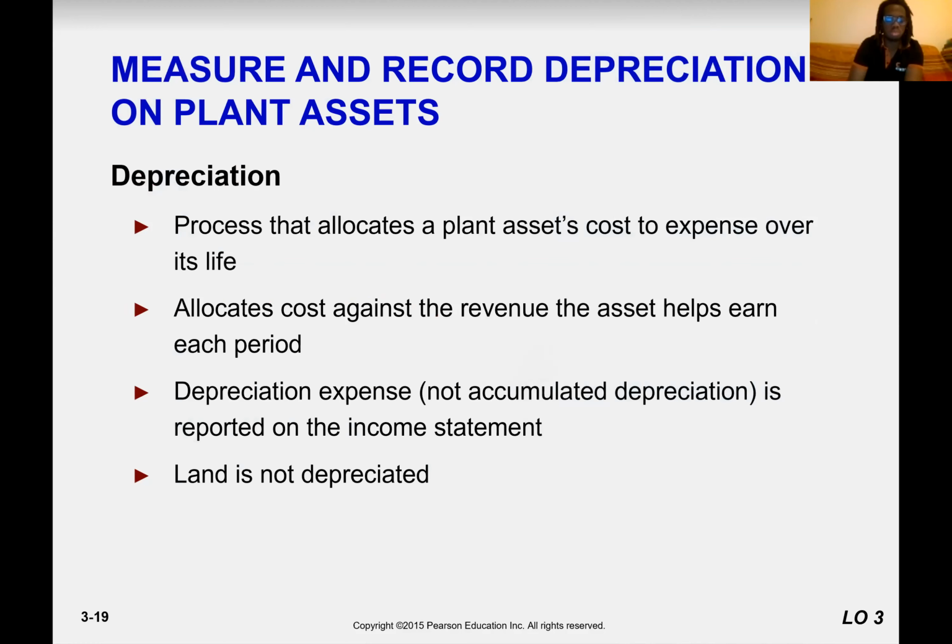So even though the building is not seriously damaged, even then if you are selling that building, the market will say that since you used it for 1 year, its value decreases, even if the building is very nice. Even then, there is a cut in the value of the building, and we call that depreciation. So depreciation is the process that allocates a plant's cost to expense over its life.